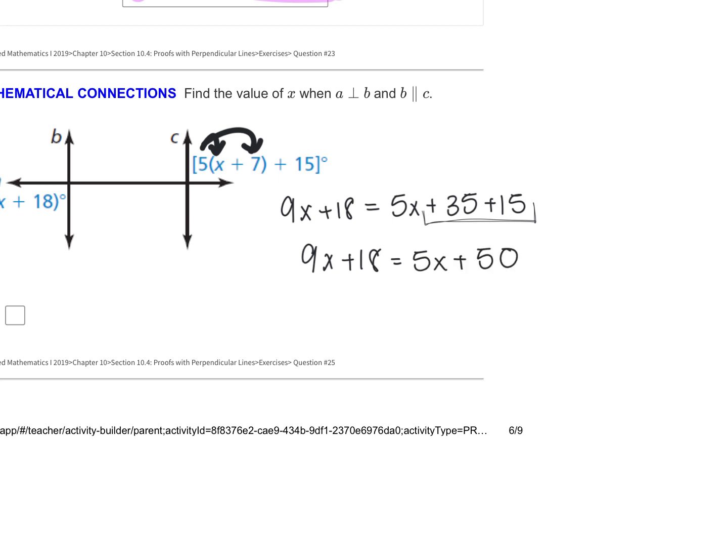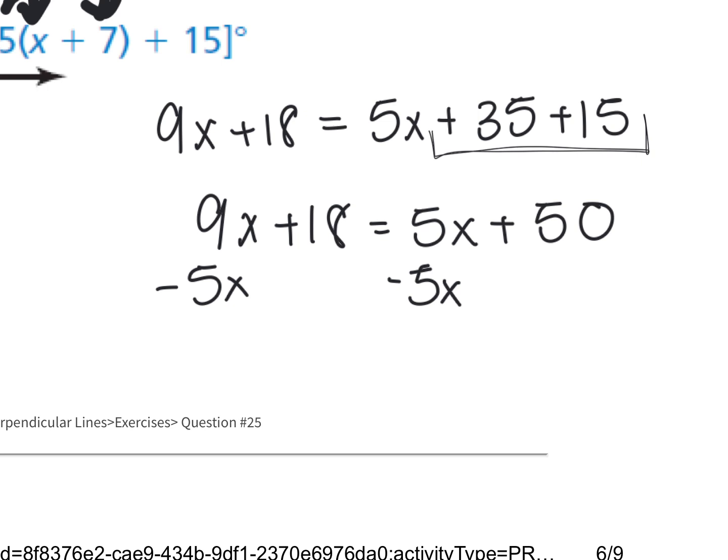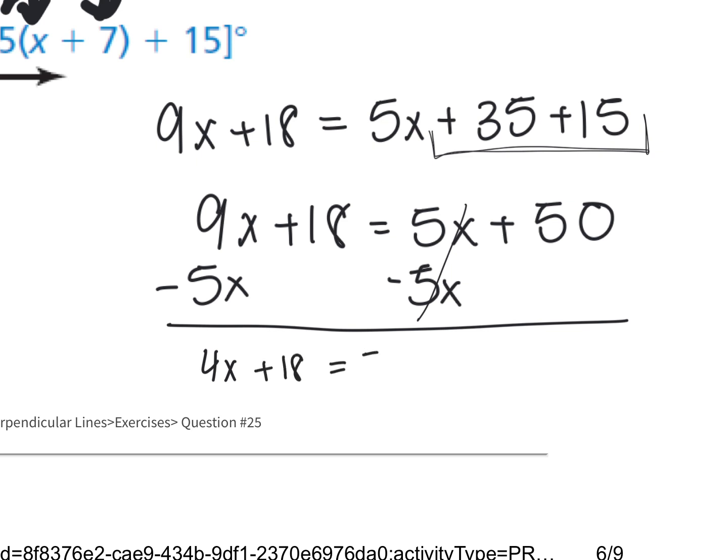Now what should I do? Subtract 5x. Get x on one side. All right, I'm going to go ahead and subtract 5x to both sides. If I subtracted, what would I get? 4x, 18. Good. 4x plus 18 equals 50.